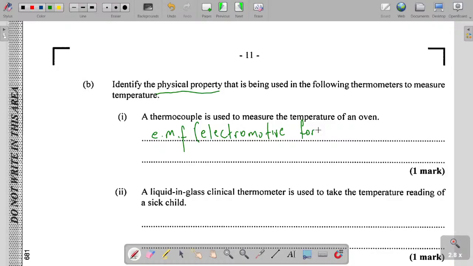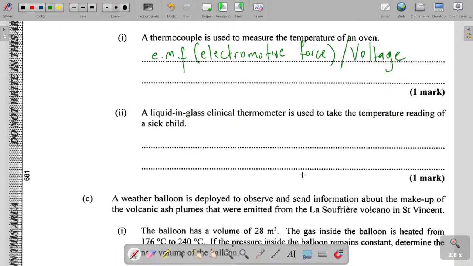So the electromotive force is what varies with the temperature, right? And another name for electromotive force, we can also refer to it as the voltage, right? So EMF or voltage, whichever one you have, will get the answer correct for that.